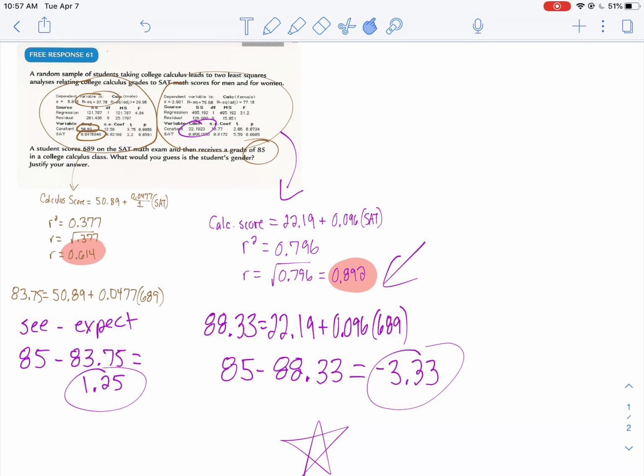So I wanted to walk through this because it's a really rich problem, has a lot of ways that you can interpret it and analyze it, and it's a great use of linear regression. So hopefully you did okay with the problem.